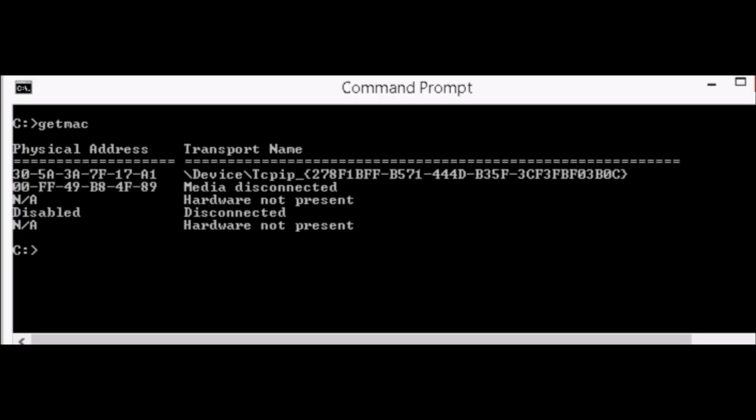The MAC address can be generated by using the getmac command. MAC addresses are not randomly generated. They should be globally unique, and no two network cards should have the same MAC address.